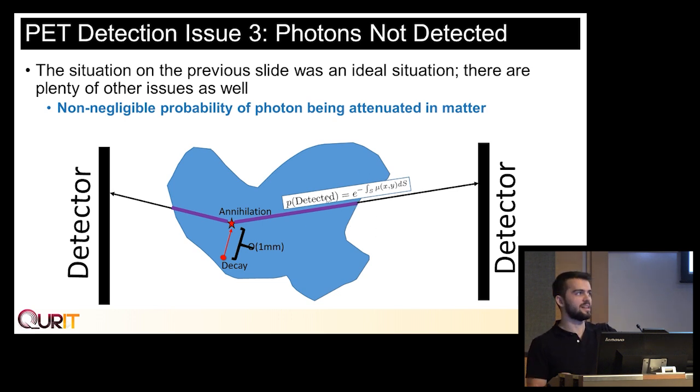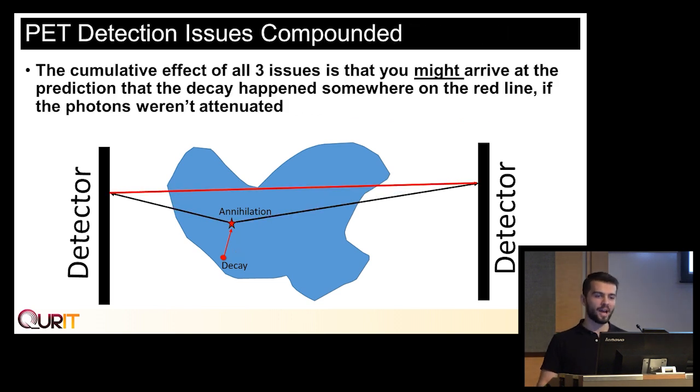So places where photons are emitted in high attenuation regions of the body get detected less than regions where there's less attenuation. Less attenuation, you get more detected events, and I'll get into that in a little bit. All these effects accumulate, and if you're lucky and the photons don't get attenuated, you might conclude that the decay happened somewhere along this red line. And as you can see, this red line is nowhere near the decay.